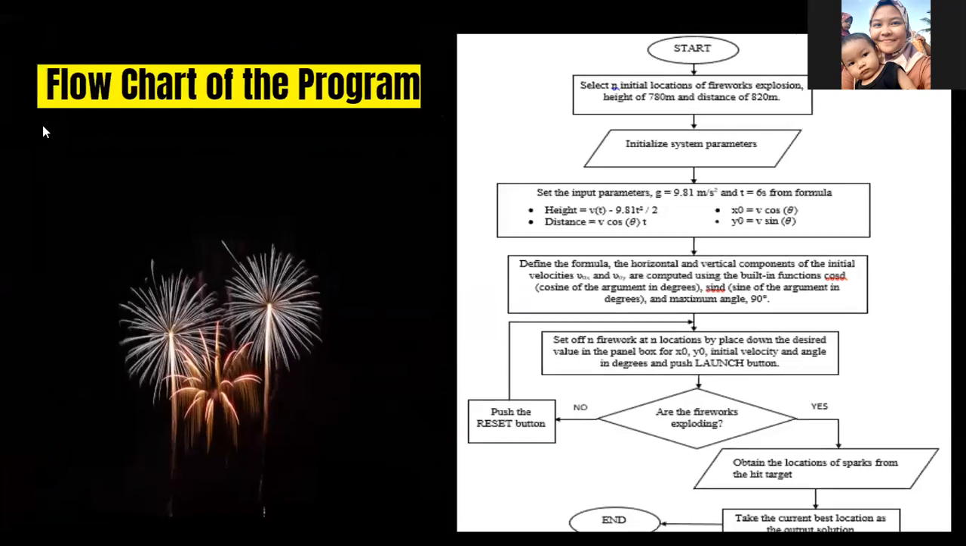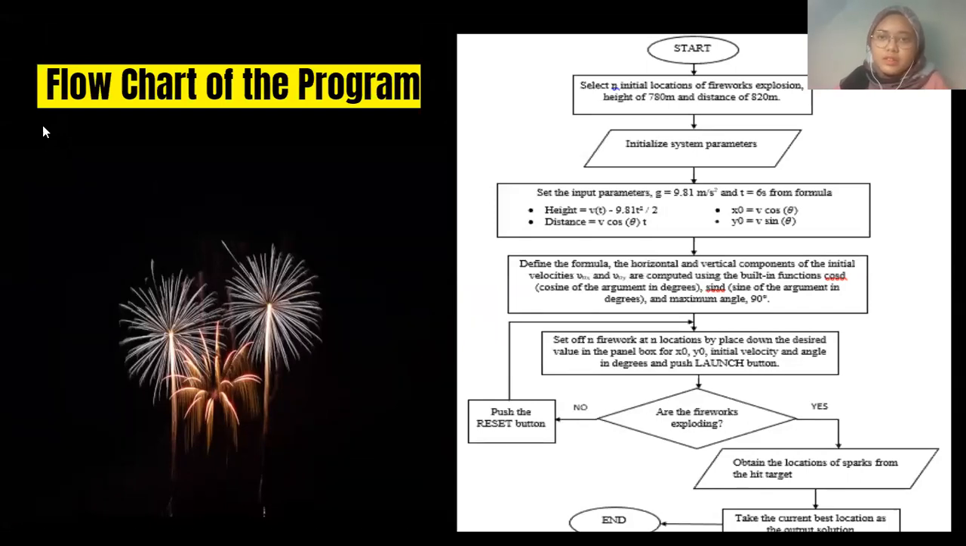So for the flowchart of the program, firstly, select an initial location, a firework explosion height of 780 meters and distance of 820 meters. The second step is to initialize system parameters. The third one is to set the input parameters, which are g equals 9.81 meters per second squared and t equals 6 seconds from the formula shown.